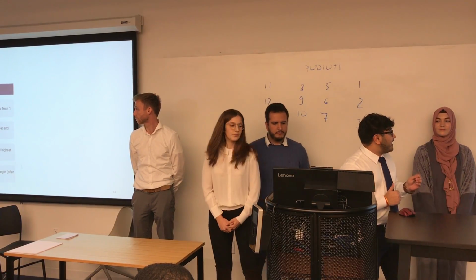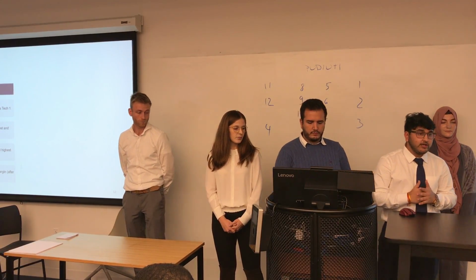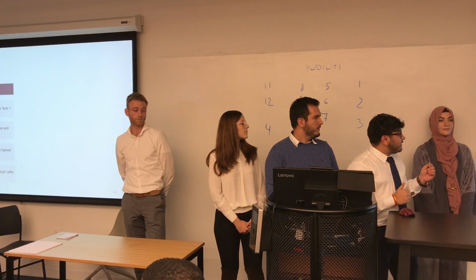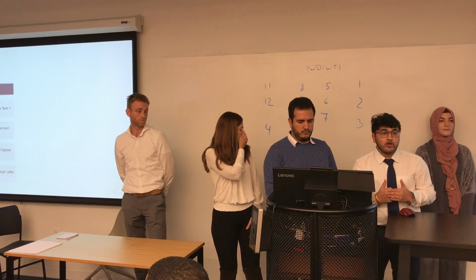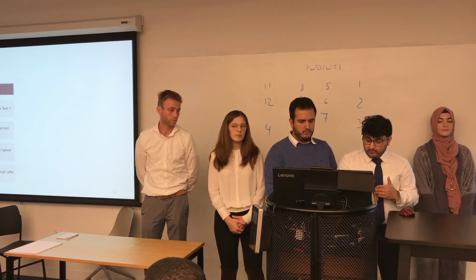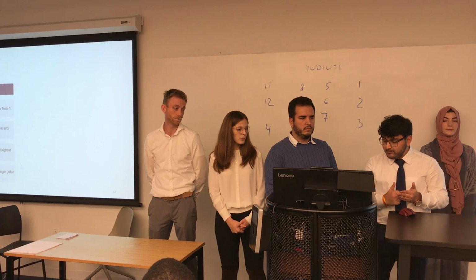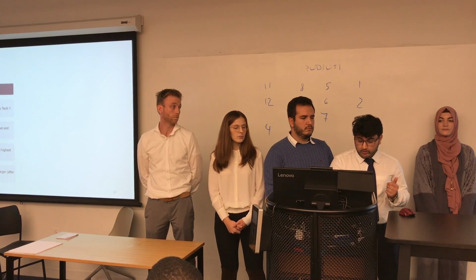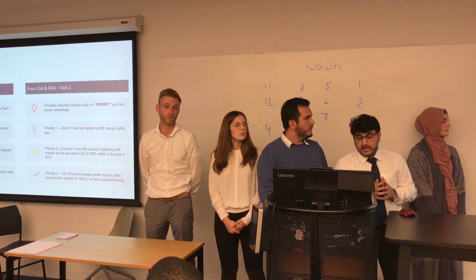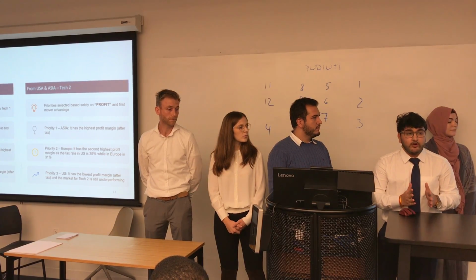For logistics, for Tech 1, we considered that both demand and profit should be considered for different continents, and according to that, the US had the lowest production cost, and that's why we selected the US as the highest priority for Tech 1. Priority 2 was Asia, which has the lowest tax rate of only 15%, and priority 3 was Europe. For Tech 2, it was solely based on profit margins.